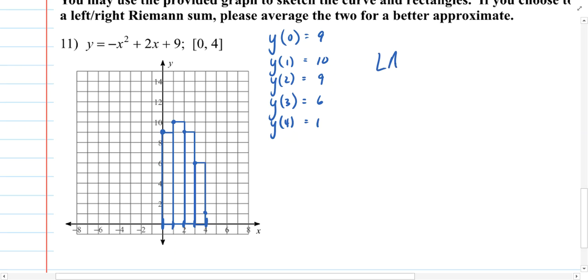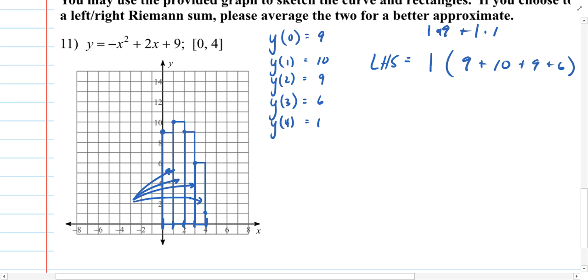subintervals. So when it comes to our left-hand sum, the sum of the rectangles from the left-hand sides, well, this particular rectangle here, sorry, I went too far. This first rectangle has a width of 1 and a height of 9. The next rectangle also has a width of 1, but a height of 10, and then a width of 1, but a height of 9, and a width of 1 and a height of 6. And so I would have had 1 times 9 plus 1 times 10 plus 1 times 9 and so on.